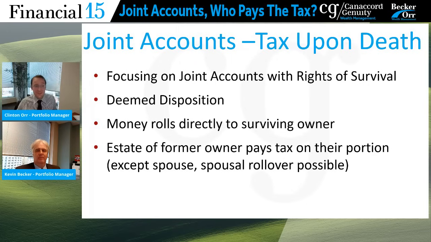Well, the key there is there's going to be a deemed disposition. That's fancy words that simply say it'll be treated as if all of your portion of that account gets sold. So the money does roll over to the surviving account holder. It bypasses the estate, which is one of the benefits of the joint account. But the estate of the person that passed away is going to have to claim the tax on their portion of the account. It'll be as if they sold their portion of the assets. So there could be a tax bill there, right, Kevin?